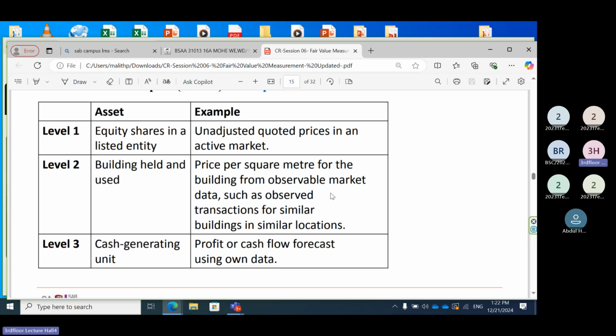So then, as we explained, level 2 inputs, we can get that from the market, observable inputs for similar assets. Level 3, it's a forecast, kind of a model based estimate. That's why we are getting a level 3 valuation. So this is the way you need to design. So in the exam, there may be several assets. You have to decide the level, right?